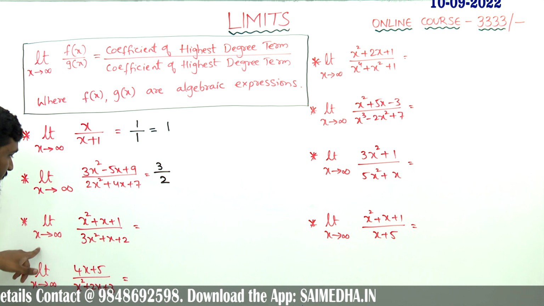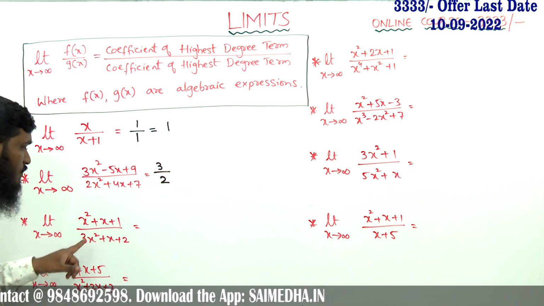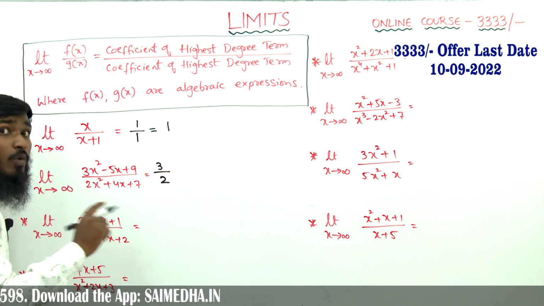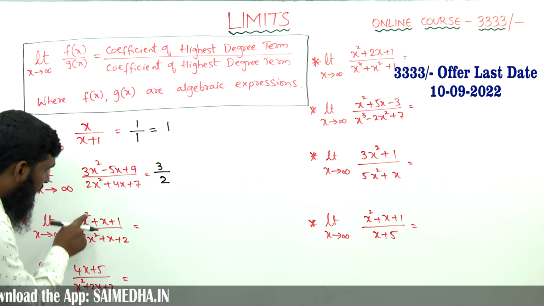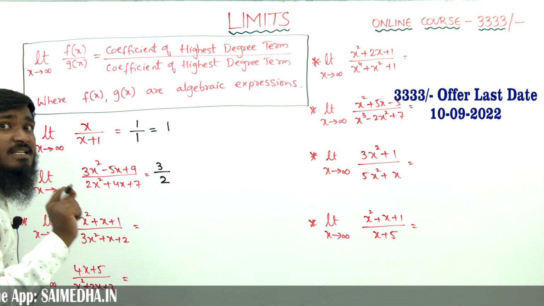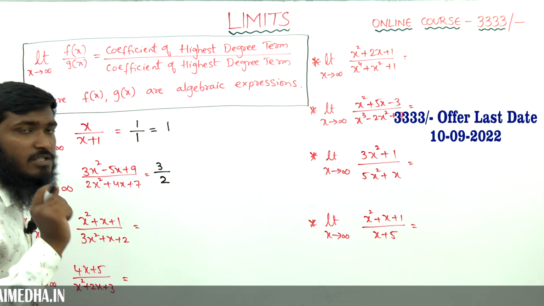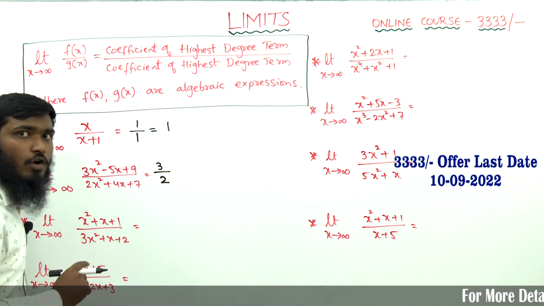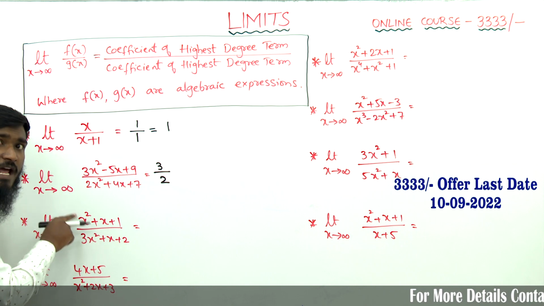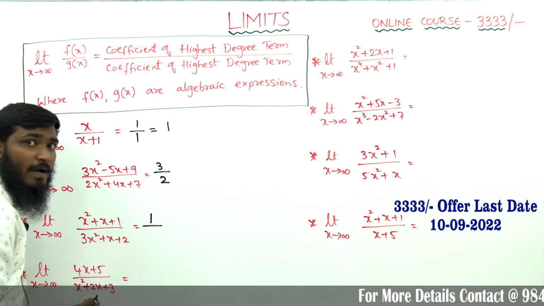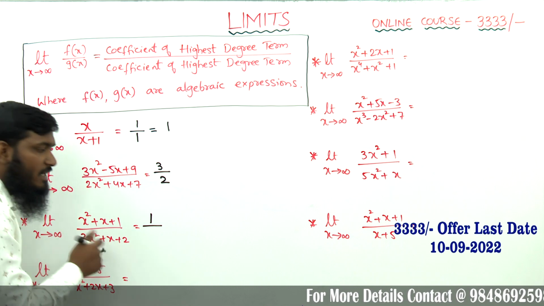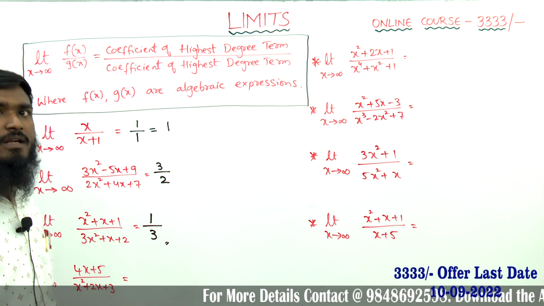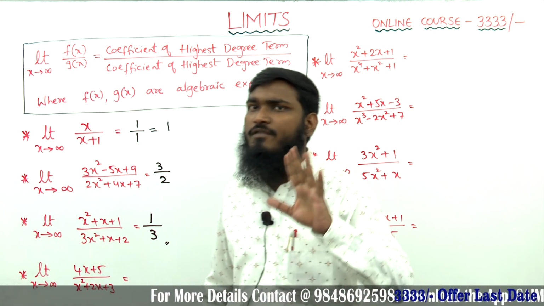Now next part, limit x tends to infinity, (x square plus x plus 1) divided by (3x square plus x plus 2) is given. So in this complete question also, what is the highest degree we are having? Highest degree is x square. Now we have to select the coefficient of that x square both in the numerator as well as denominator. So what is the coefficient of x square in the numerator? 1, divided by, what is the coefficient of x square in the denominator? 3. So 1 by 3 we have taken. That's it. We have to select only the numbers of the highest degree term.